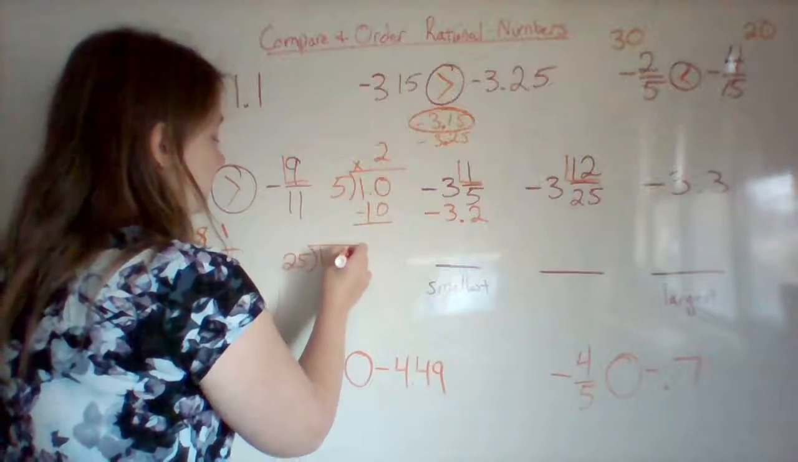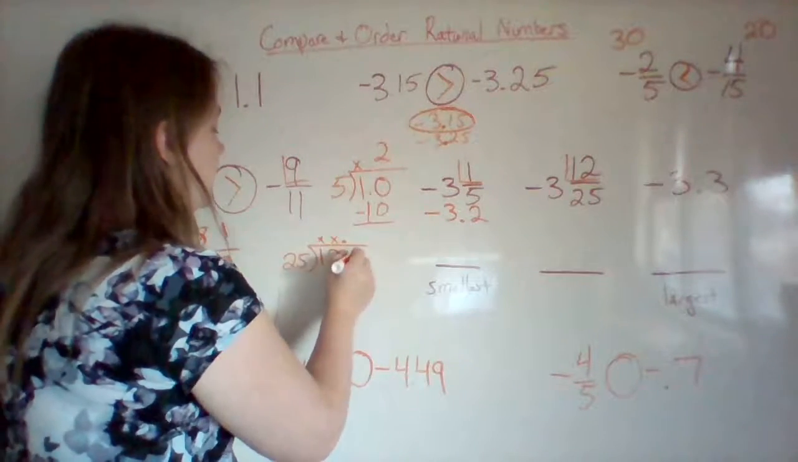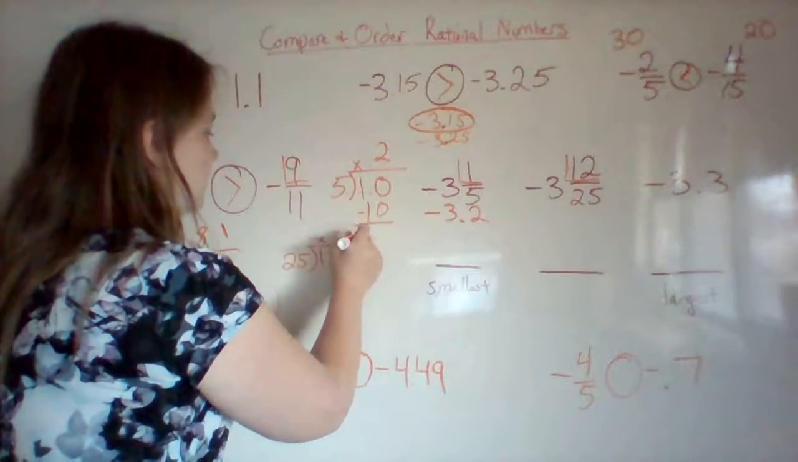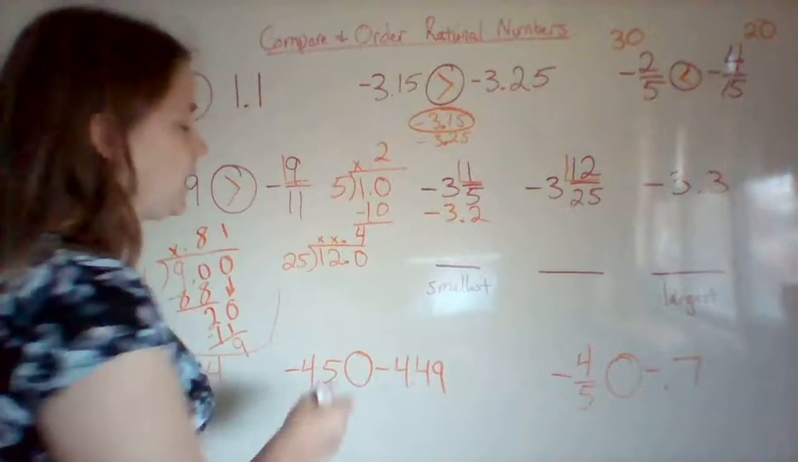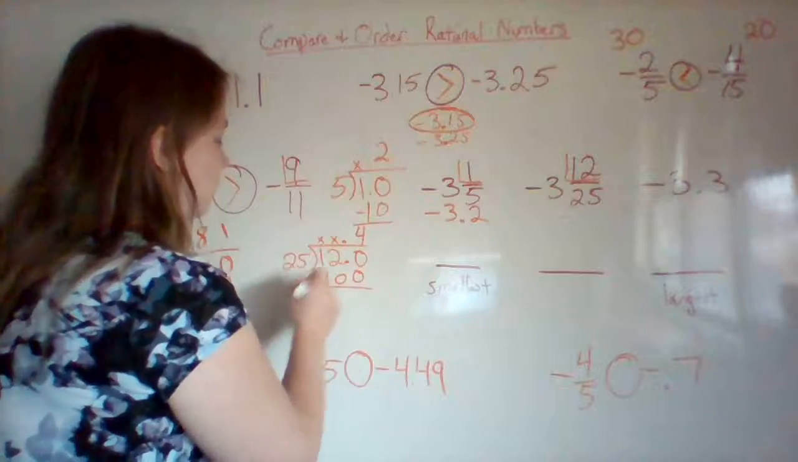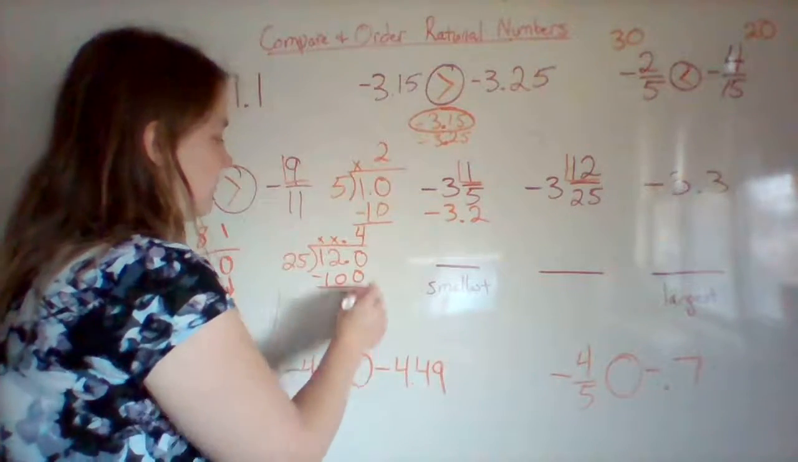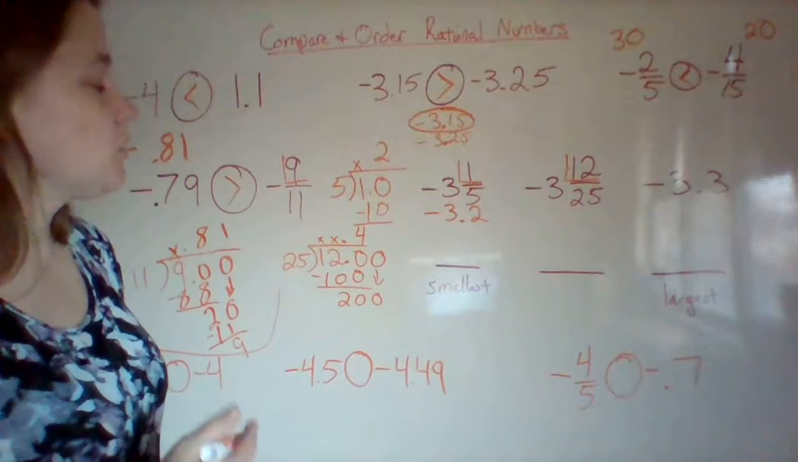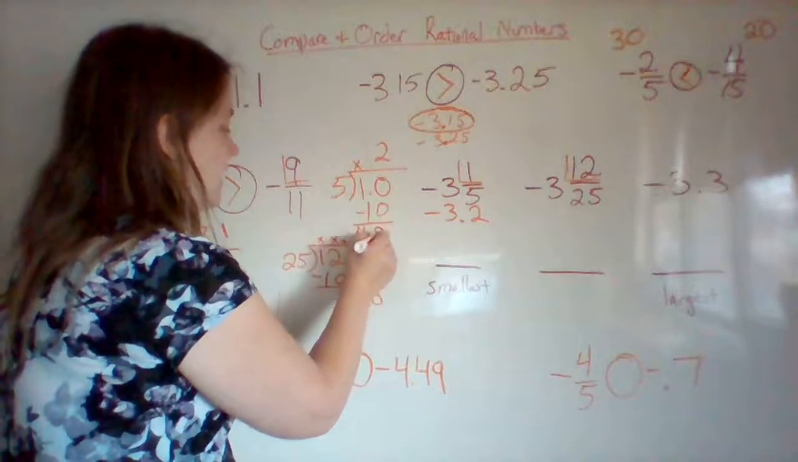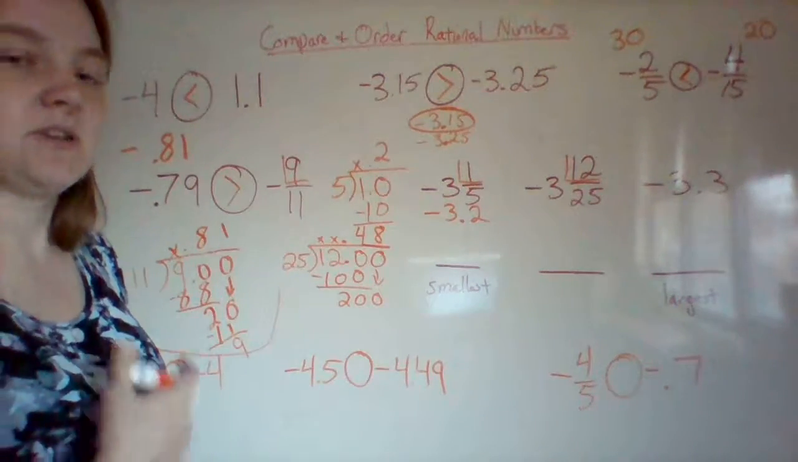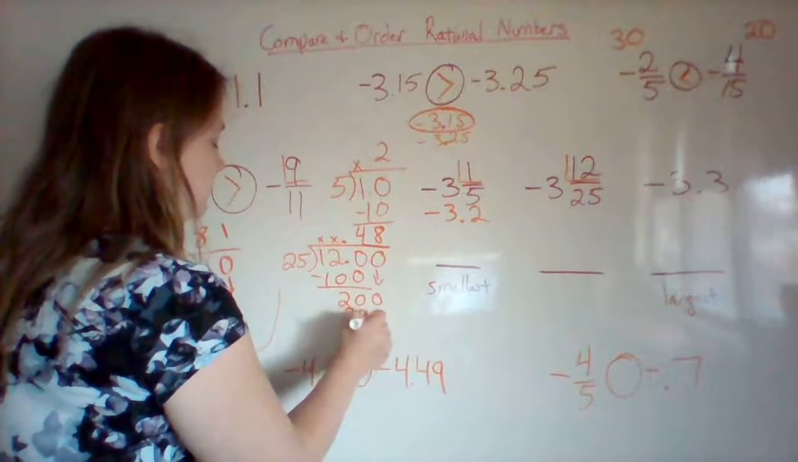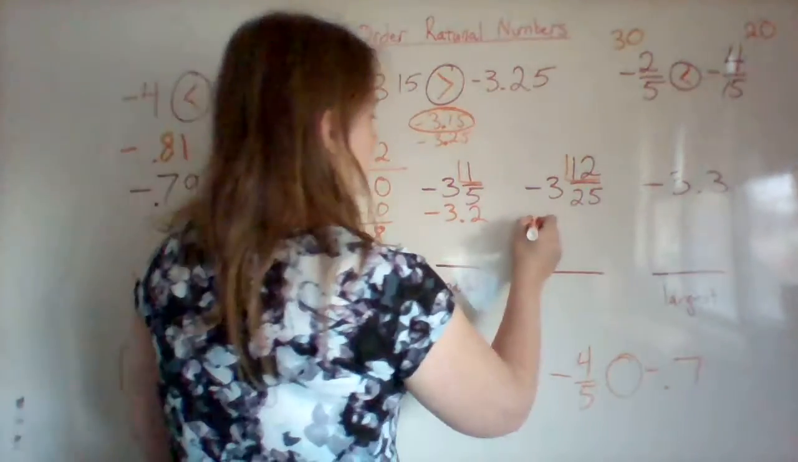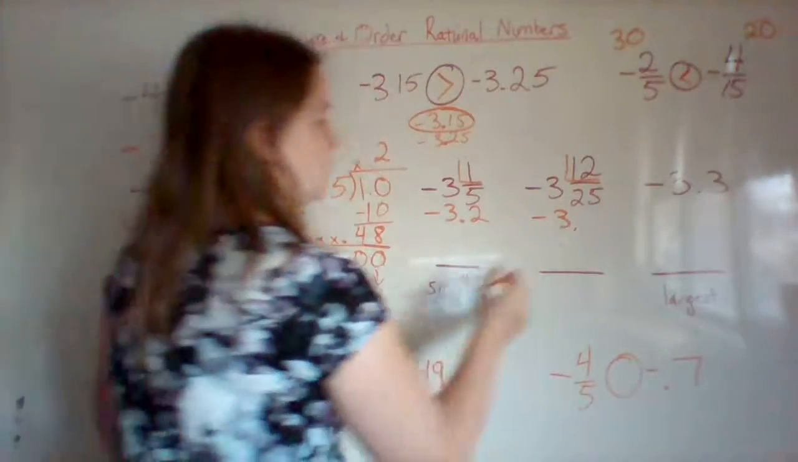25 can't fit into 12, so we put X's above those, but 25 can fit into 120. How many quarters are in 120 cents? Well, that's going to be 4. 4 times 25, 4 quarters is 100 cents, or 100. 120 minus 100 is going to be 20. Get another invisible 0, drop that down. 25 goes into 200 8 times, because there are 4 quarters in $1, so there's 8 quarters in $2. So negative 3 12 over 25 is going to be negative 3.48.